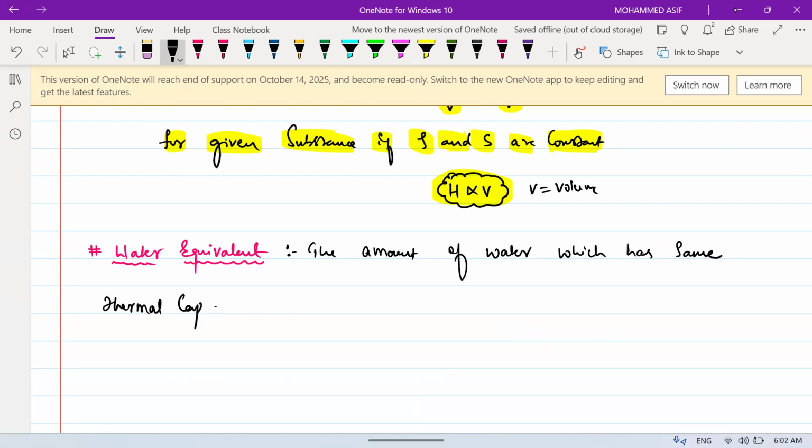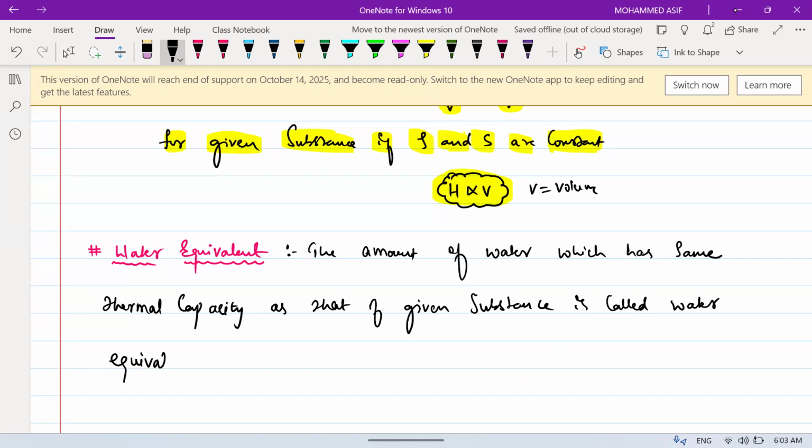किसके पास? Water के पास. The amount of substance which has same thermal capacity as that of given substance is called water equivalent. Very important terminology.